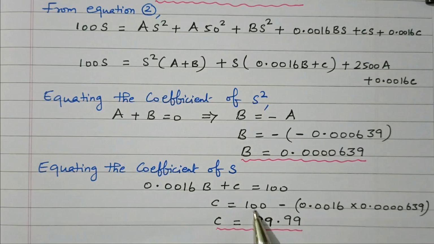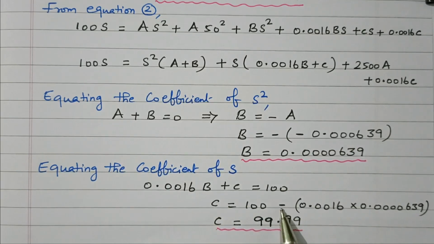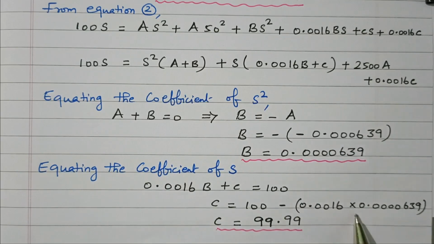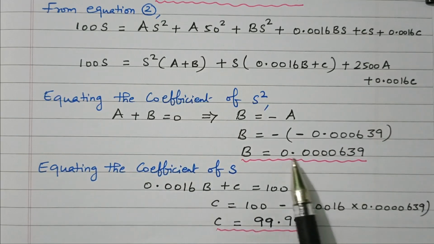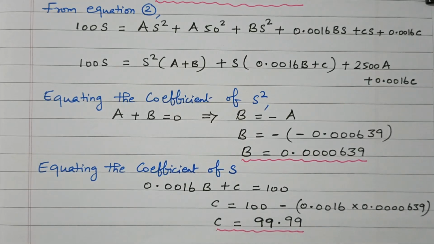So C equal to 100. Bring this term that side. Minus. So it becomes minus 0.0016 into B. B value is this value. So after simplification we got 99.99. The C value is 99.99. Now we can substitute this value A, B, C in equation 1. Then we can go for inverse Laplace transform.